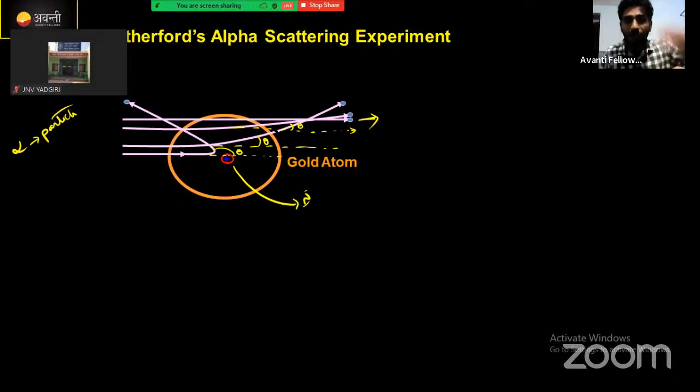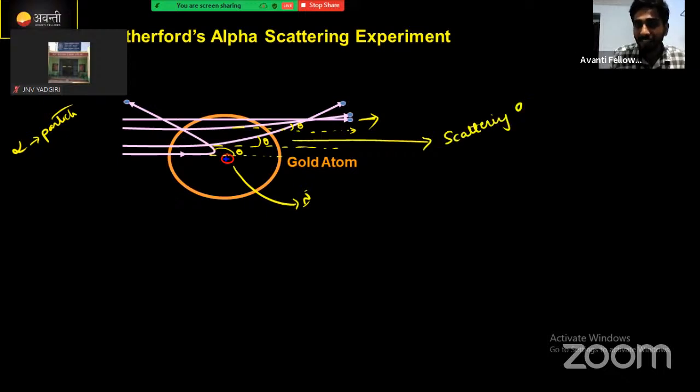Look here, when the alpha particle is approaching the nucleus, when it is very far away from the nucleus, without scattering it moves in a straight line. As it approaches the nucleus, it starts to bend, meaning it makes some angle theta with respect to its original direction. Correct now? This theta value we call the scattering angle.